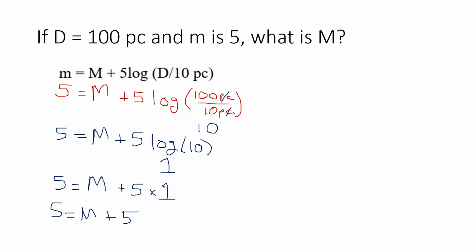So obviously, what does M have to be equal to? If you subtract 5 from both sides, you get that the absolute magnitude equals 0.